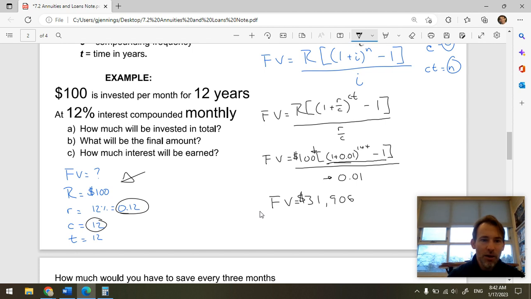Now let's see, how much did we invest in total? How much did we pay in? Well, we were doing $100 per month, and we did that for 12 years, 12 months per year, so that's 144. So we invested a total of $14,400. And what did I say? We'd about double our money? Yeah, we about doubled our money. Okay, our future value is much greater.